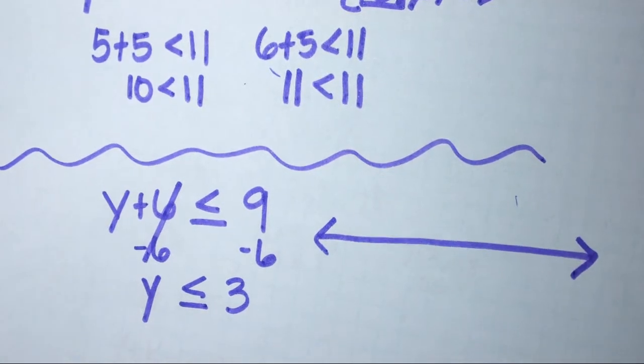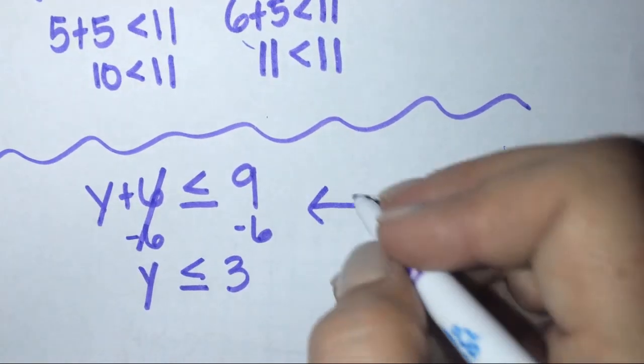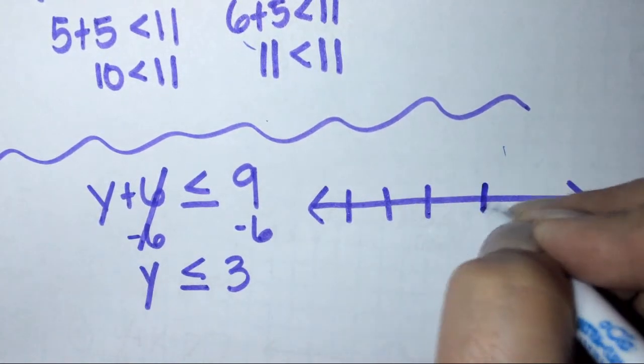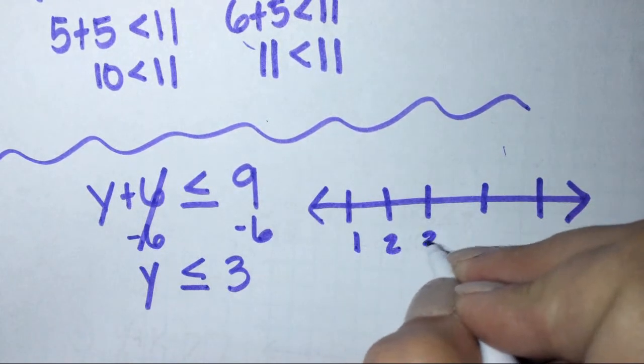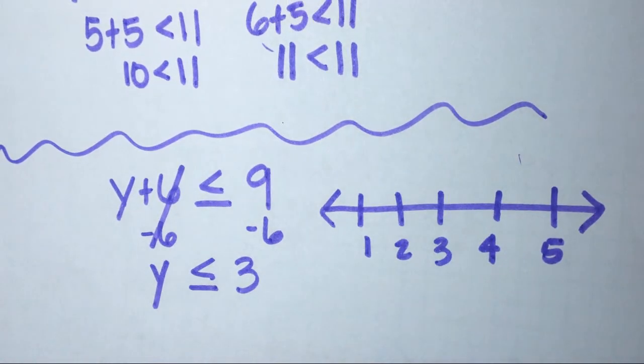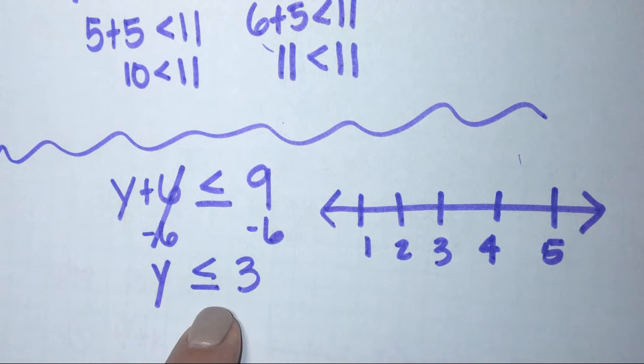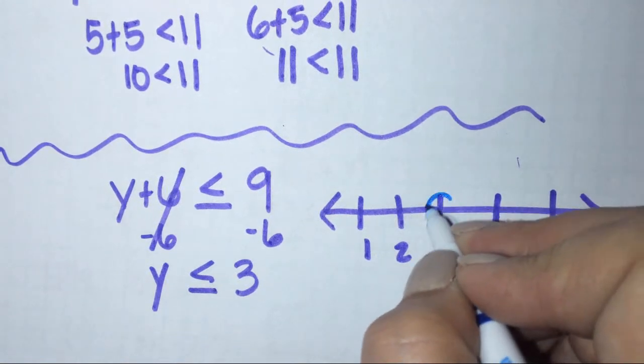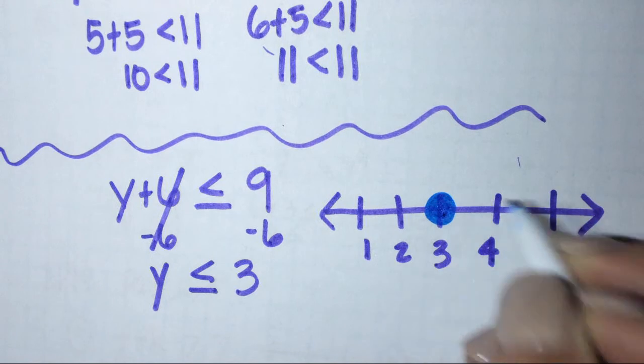This is what we did yesterday. Okay, so I'm going to draw my number line, do a couple of numbers before and a couple after. Now, thinking about what we talked about yesterday, am I going to have an open or closed circle on 3? Closed. Why is it closed? Because it has the equal to sign. You are right, because it's also equal to. It's less than or equal to.